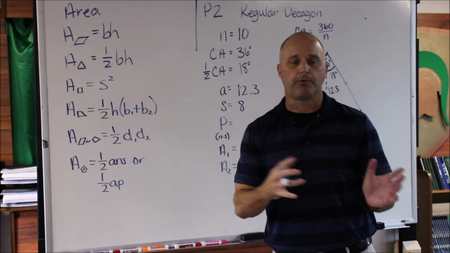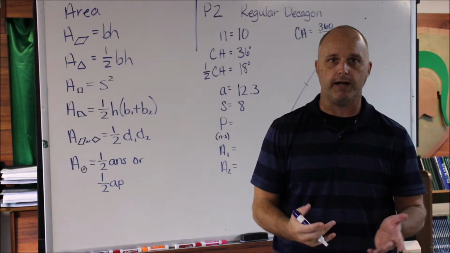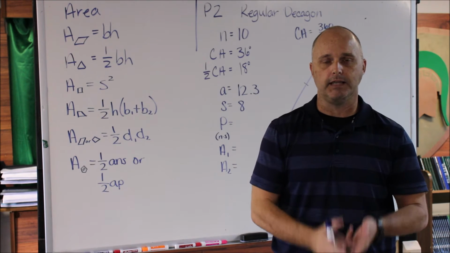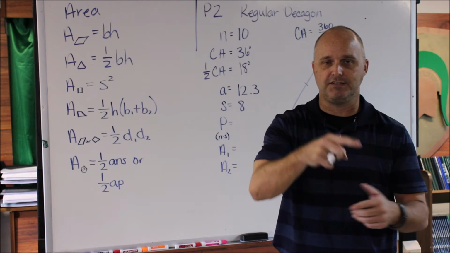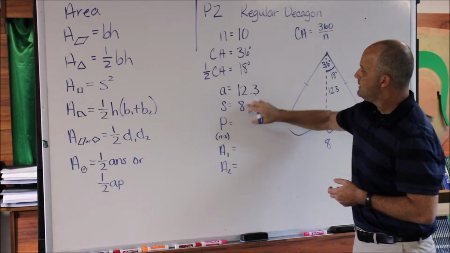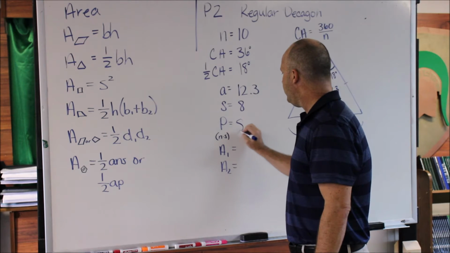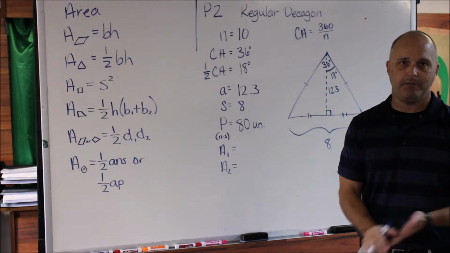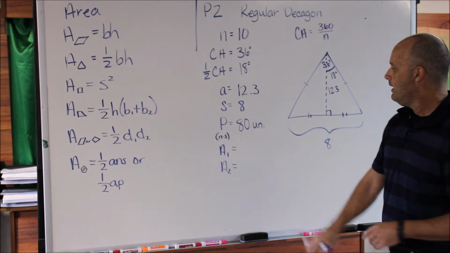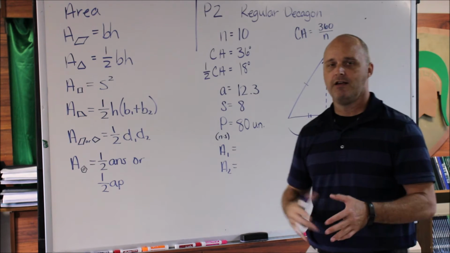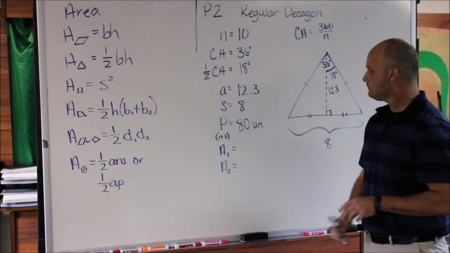So the perimeter is a really easy thing to find. All it is, is the number of sides times the side length. It's just the amount of distance around the polygon. So we've got 10 times 8, which is going to give us 80 units. So whichever unit we're working with, centimeters or inches, whatever, it's going to be 80 units to the first power, because again, it's a measure of distance, not a measure of area.